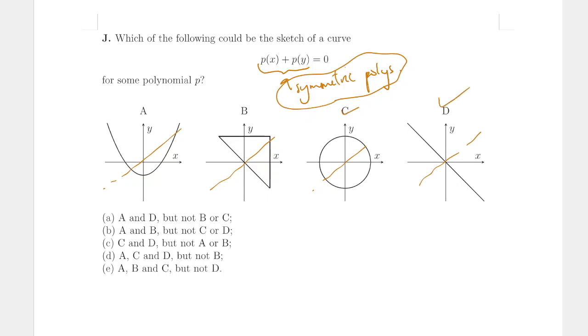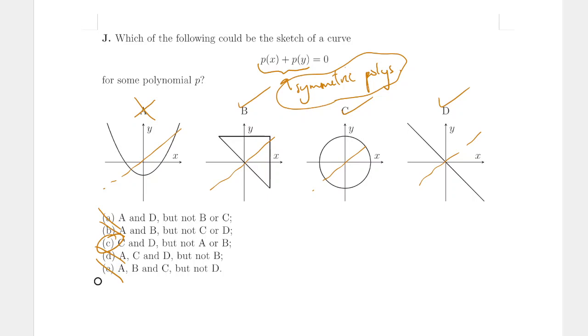So D is good, C is good, and B seems to be okay as well, but A is already no good, right? If you flip the quadratic, then the quadratic is going to be to the right, not opening up, but opening to the right. Okay, so A is bad. So not this, not this, not this, and not this. Okay, so answer is already option C.